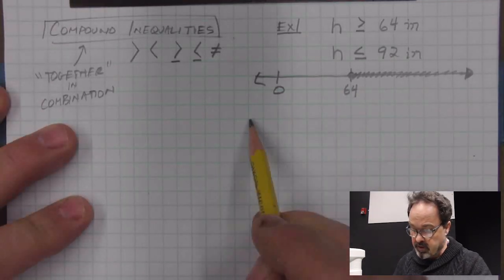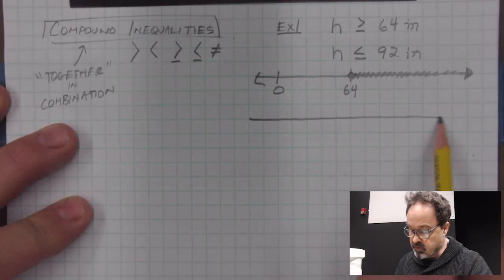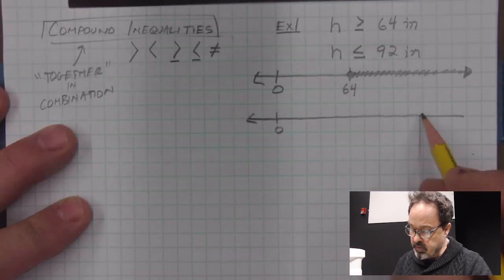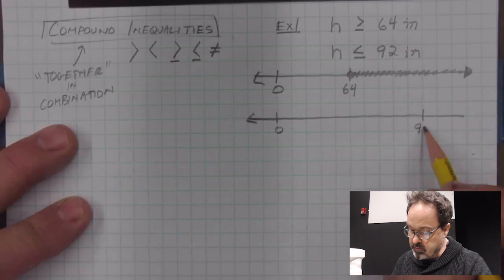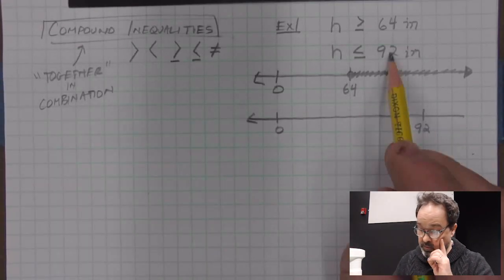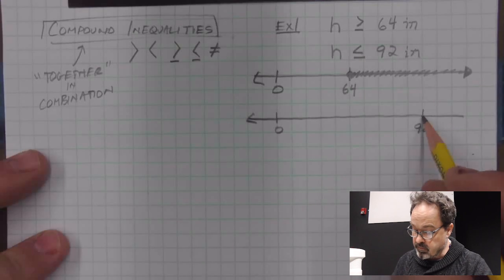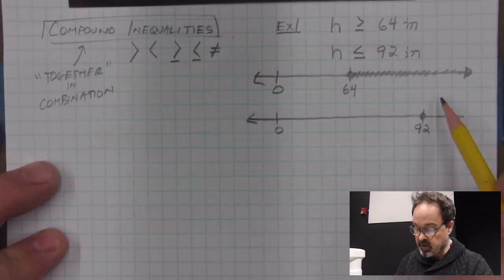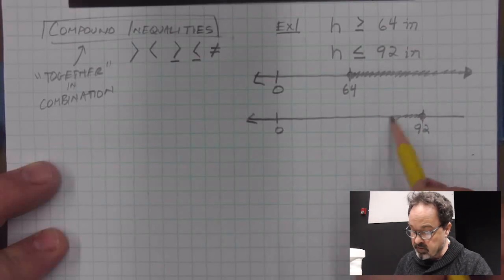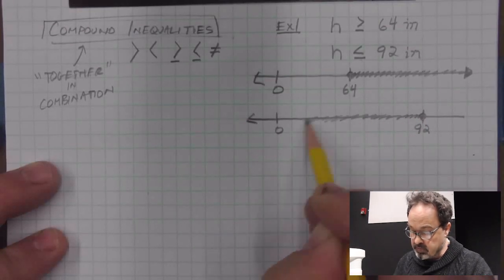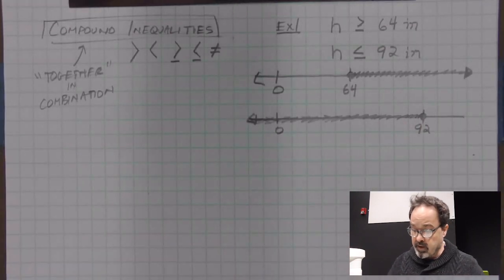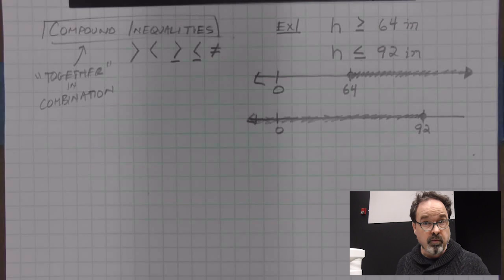Before we bring it together, let's graph the second inequality. We'll put a tick mark at 0 and a tick mark at 92. We can be equal to 92 with this less than or equal to symbol, so we put a closed dot there. And to represent all of the heights that are less than 92, we shade to the left, less than direction. So here we have two inequalities, two number lines, graphs of those inequalities.